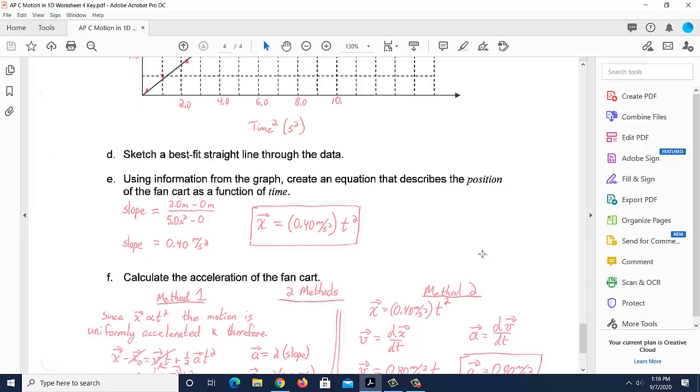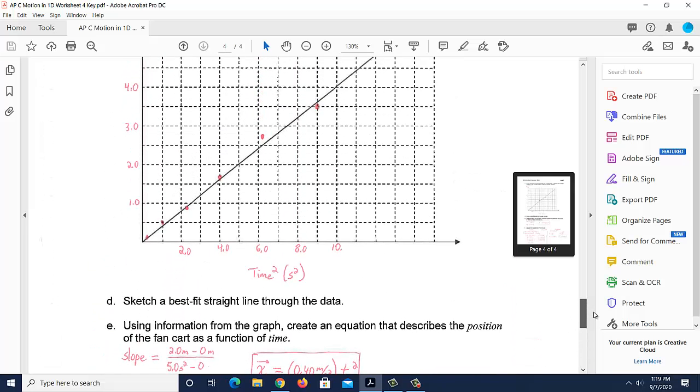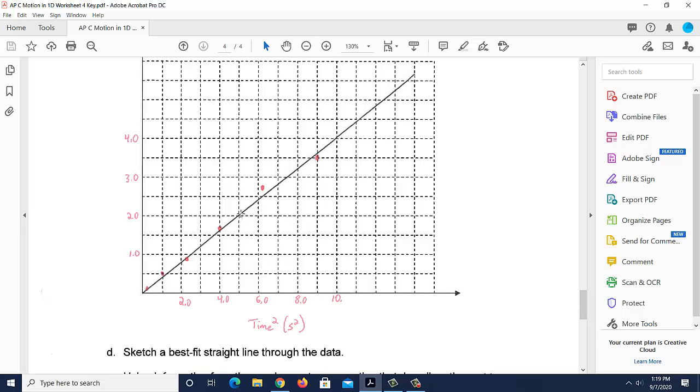And now the magic happens. Look at part E. Using information from the graph, create an equation that describes the position of the fan cart as a function of time. Now note here, it said nothing about the slope of your line of best fit, but you can't create a math model without the slope. So as I said before, the question after the line of best fit is almost always about the slope. And how do you find a slope? You pick 2 points. Notice how I decided to use 0, 0, but I showed using 0, 0 so that they knew I chose that. And I chose, let's see here, 5, 2. Oh yeah, because that pretty much went pretty close to being right straight through.